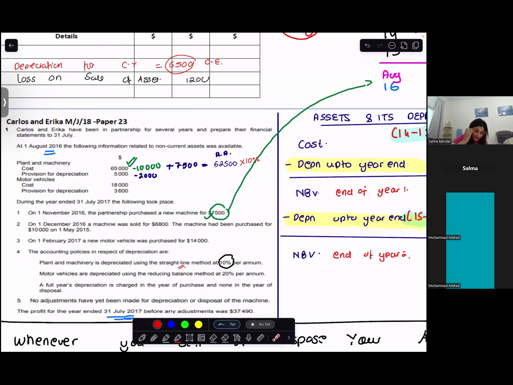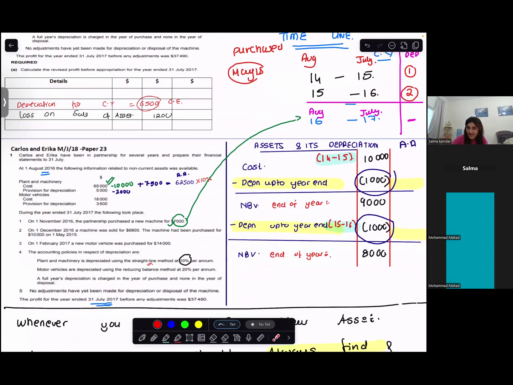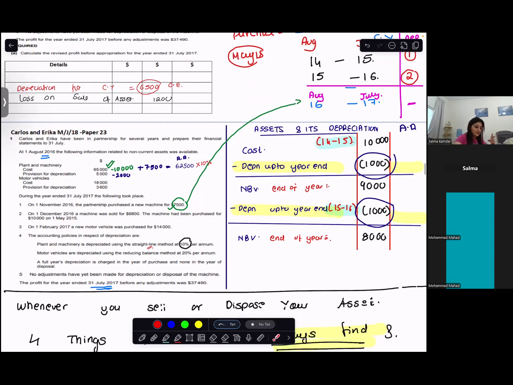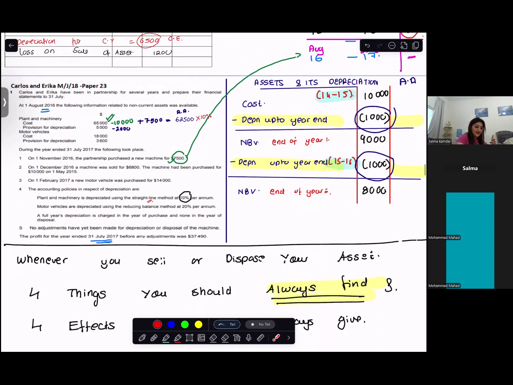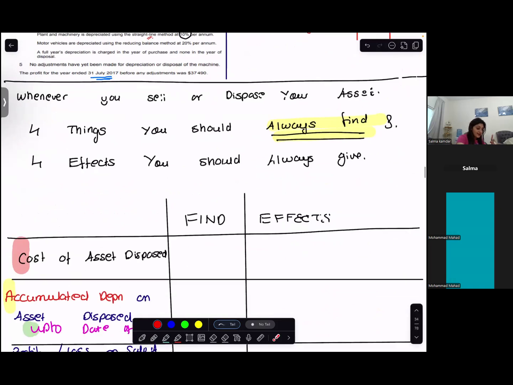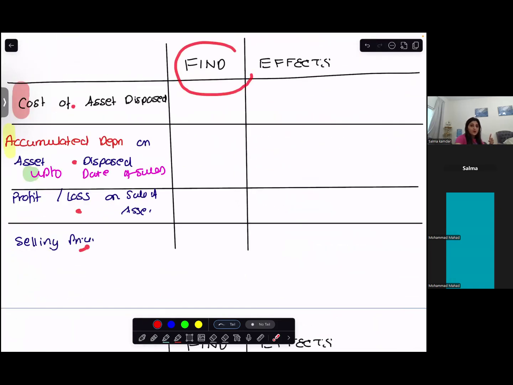So whenever you have asset purchase, asset sold, depreciation policy, first thing you will do is make a timeline. When is my current year? When is it purchased? When is it sold? Second thing you will do is find the cost of the asset, accumulated depreciation of the asset disposed, profit or loss on sale of asset, and the selling price of the asset sold.